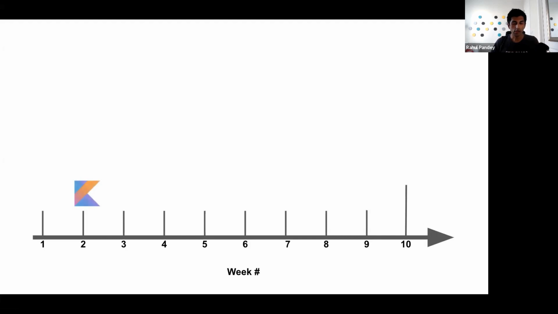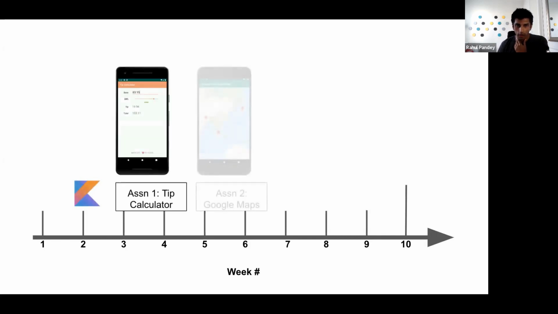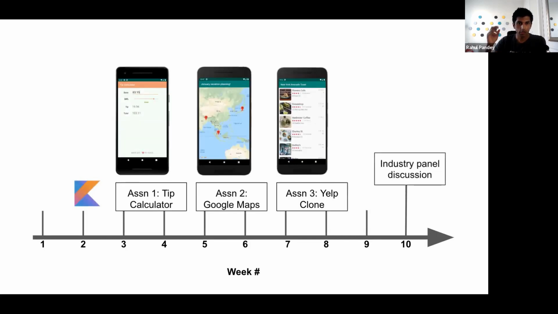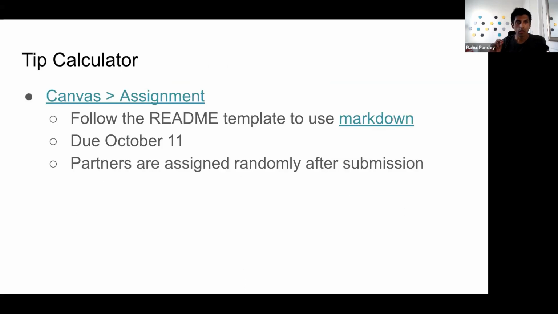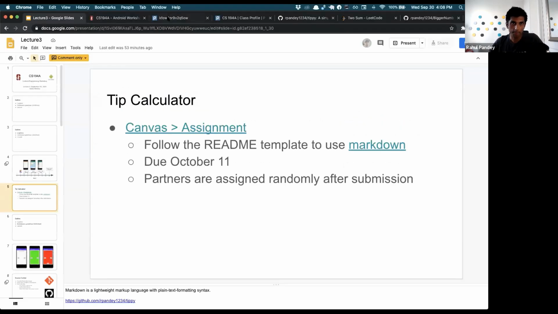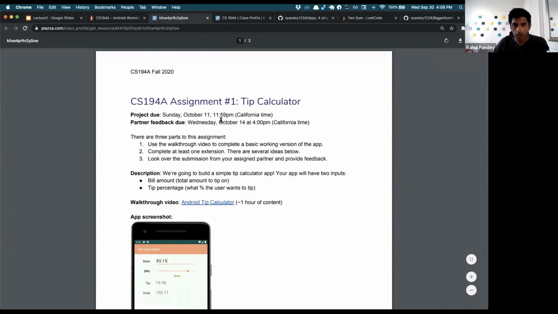Perfect. So you all have seen this diagram for a couple of weeks now. We're at week 3, which means that tip calculator has come out. So in order to access the assignment, what you can do is go into Canvas, go into the assignment section, and you should now see a PDF file which documents the requirements for the assignment. And actually, I want to spend just a minute showing you that. So here's what it looks like.